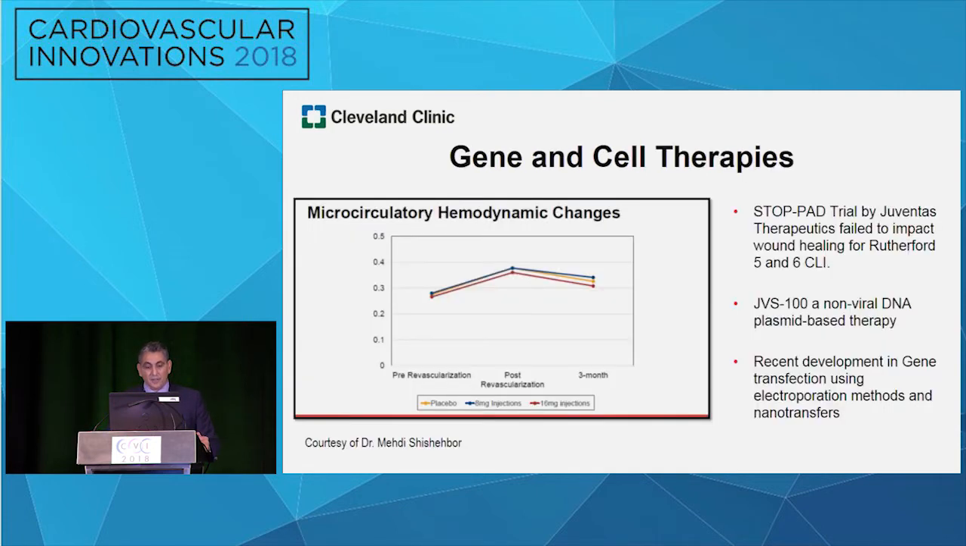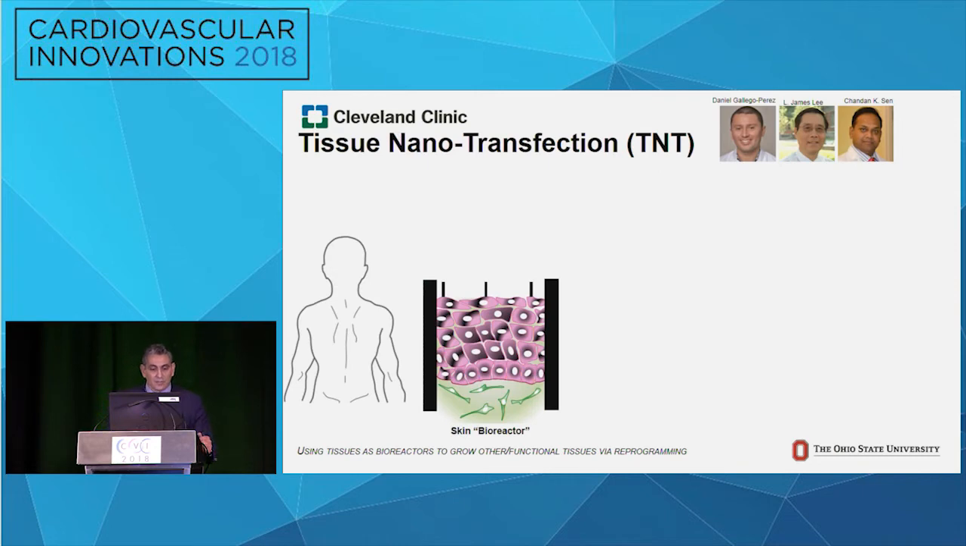When it comes to gene therapy, very little actually is going in there. There's a company from the Cleveland Clinic, and the main PI was Dr. Shishehbor here, who has led basically the study around the STOP PAD trial. In here, as you can see, there is no differentiation between the placebo and different dosage. These results have been actually shown and presented, and this trial has failed, and the company has folded basically.